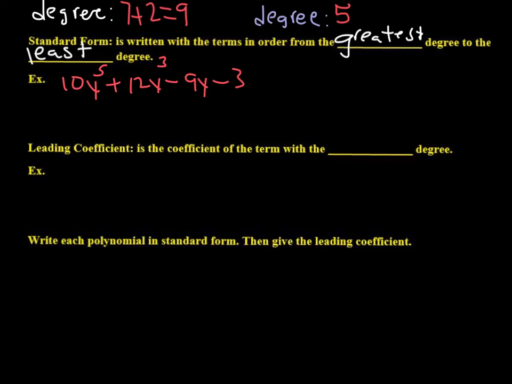The way you write standard form is writing it from greatest degree to the least degree. Alright, let's move on to leading coefficient. The leading coefficient is the coefficient of the term with the greatest degree.